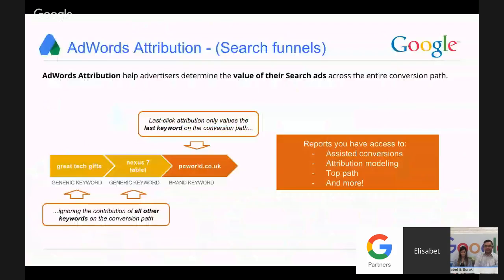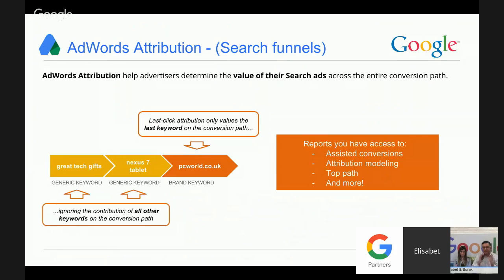Now let's have a look at AdWords attribution. You can reach these reports under Tools, Attribution, and Search Funnels, as the name suggests. And these reports help advertisers to determine the value of their search ads across the whole conversion path. As I said, you might see the highest volume of your conversions coming from your own brand term. It could be, for example, you own the PC World company and your brand term is PC World, and maybe you're getting 80% of all your conversions from this word.